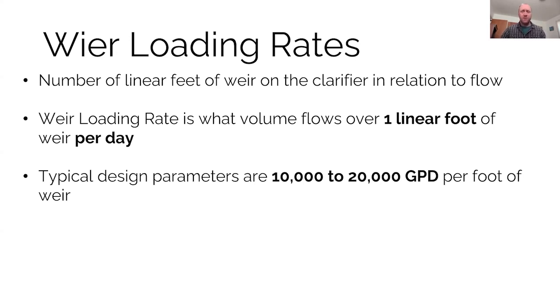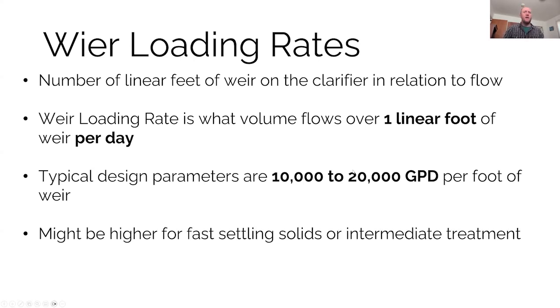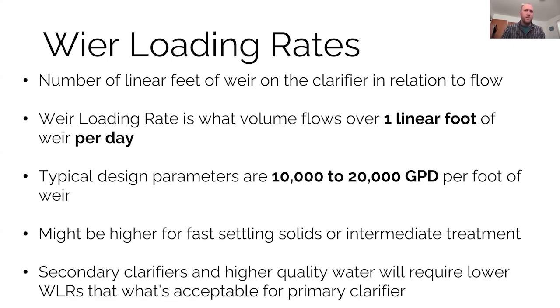The typical design parameters are 10,000 to 20,000 gallons per day per foot of weir. Of course, your situation might be a little bit different, but 10,000 to 20,000 GPD is pretty typical. Secondary clarifiers and high quality water will require lower weir loading rates than what is acceptable for a primary clarifier, due to how much stuff is in the water to start out with and end with.